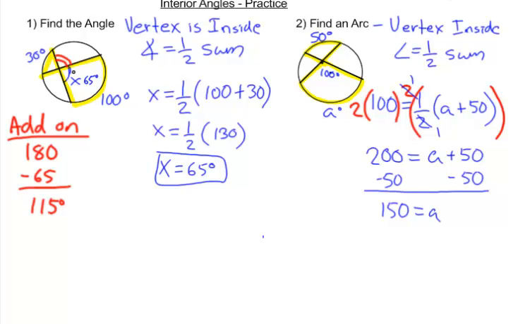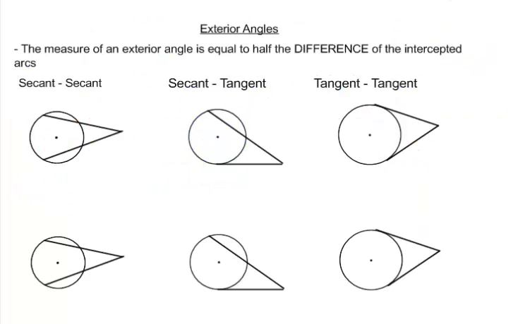Now in class we'll do some of the ones that are a little more involved, but those two give you the two basic types of questions that we have for interior angles. All right, now exterior angles. An exterior angle is an angle whose vertex is outside the circle.